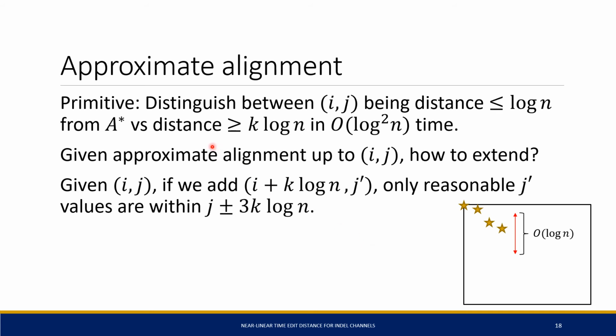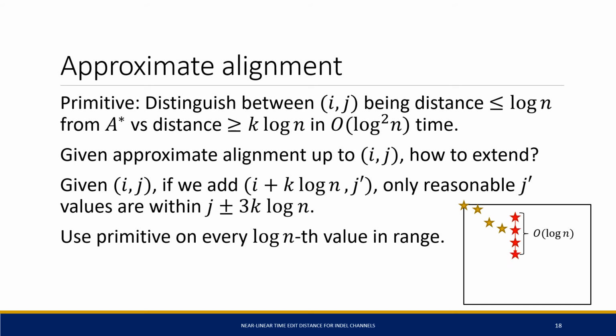The reason for this claim is that in the indices i to i plus k log n of S1, only so many mutations can occur, and thus the value of j can only shift so much in this range. So given this claim, we also realize our primitive only needs us to be within distance log n for it to give us a small edit distance when we compute the edit distance between the substrings. So rather than try every value in this range, we can just try every log n value in this range. And we have the guarantee that one of these values, when we run the primitive on it, is going to give us a small edit distance.